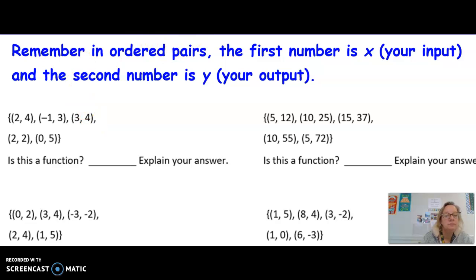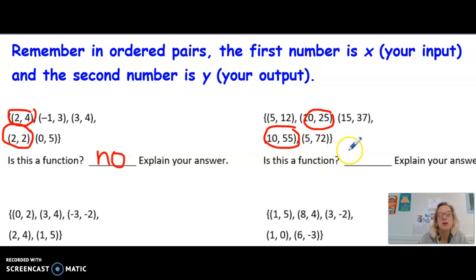Well, if I look here, let me grab a pen, I can see these two both have the same x. And are they paired with different y's? Yes, they are. So is this a function? No, that eliminates this as a function because we have more than one output for the same input. Let's look at this one. I see right here that this x repeats and they are paired with different y's. So this is also not a function. Same thing here.